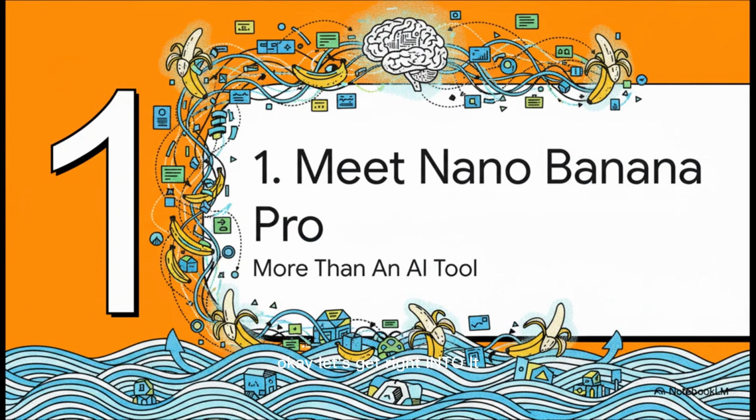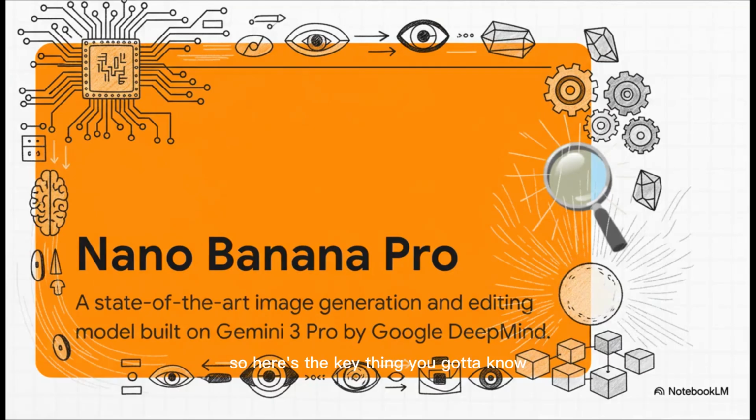Okay, let's get right into it. First things first, what is Nano Banana Pro? And what makes it any different from the dozen other AI image tools that are already out there? So here's the key thing you gotta know. Nano Banana Pro is built directly on top of Gemini 3 Pro, and that means it's not just an image generator. It's got a brain.